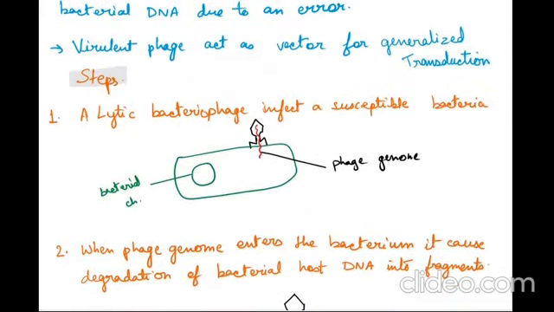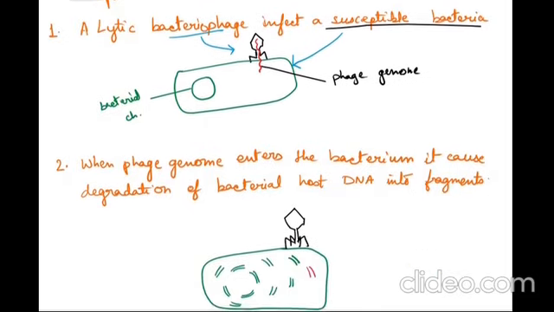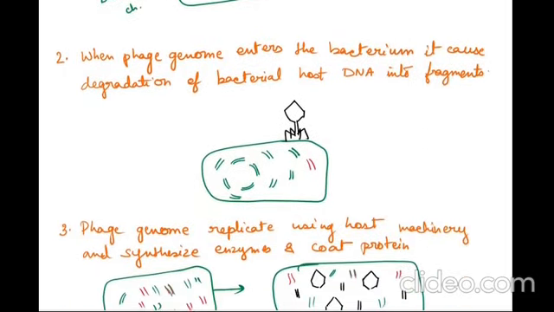Okay, a lytic bacteriophage infects a susceptible bacteria. So here the susceptible bacteria is actually this particular bacteria. And this is the bacteriophage which is infecting, and the phage genome is being pushed within the cell. Next, step 2. When the phage genome enters the bacterium, it causes degradation of bacterial host DNA into fragments.